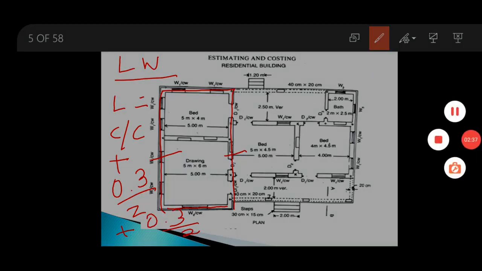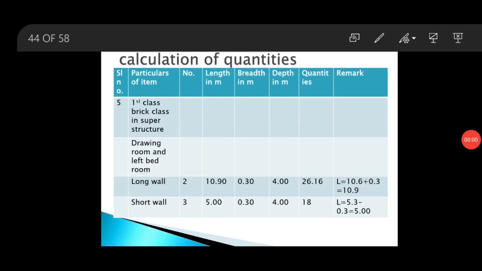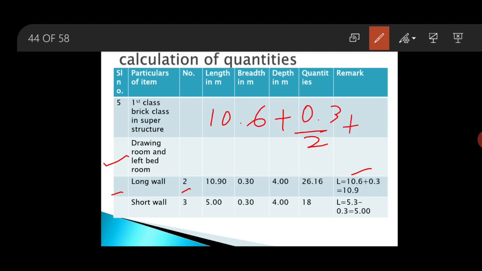Now we will move to the details of measurement form. So in the details of measurement form, this long wall is of number 2. In the remark column, write down the center to center length is 10.6. With this we will add half of the width of the brickwork in superstructure on both sides, that is 0.3. So this will give you 10.9. Width of the brickwork in superstructure is 0.3 and height is 4. So by multiplying all these 4, we will get the quantity as 26.16 cubic meter.